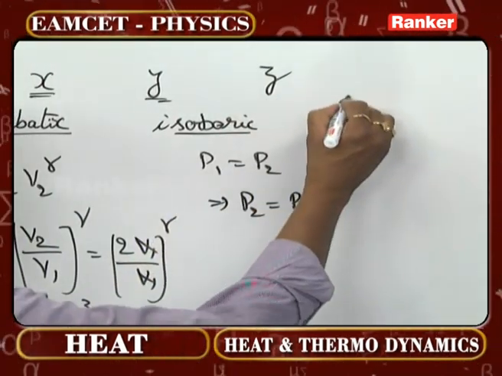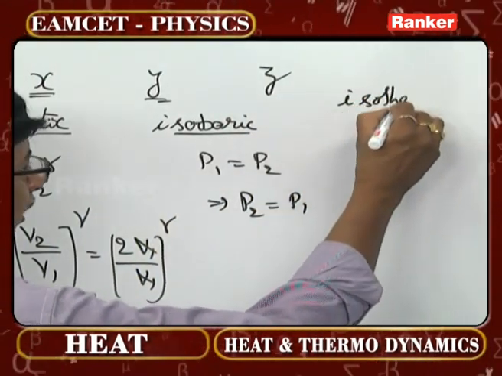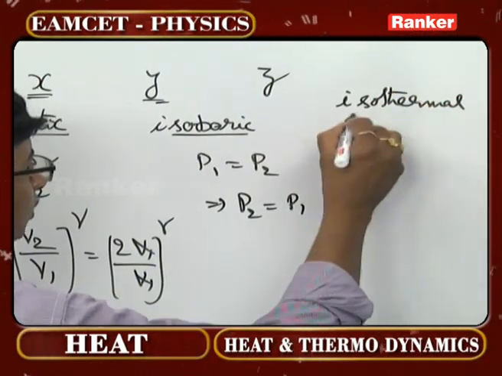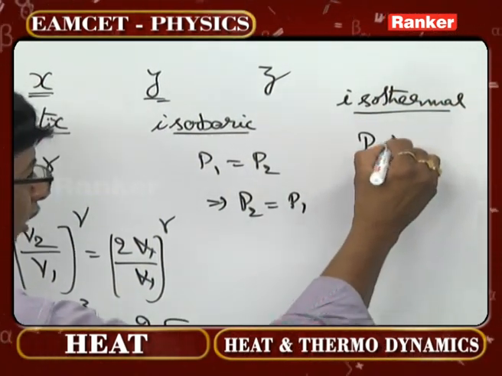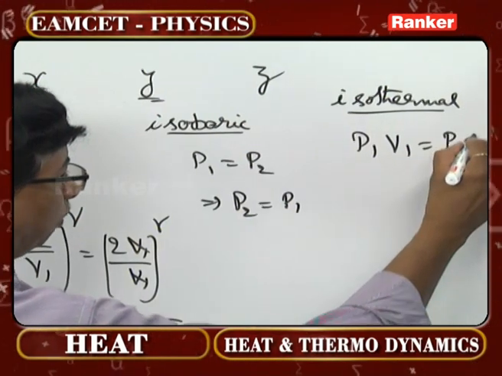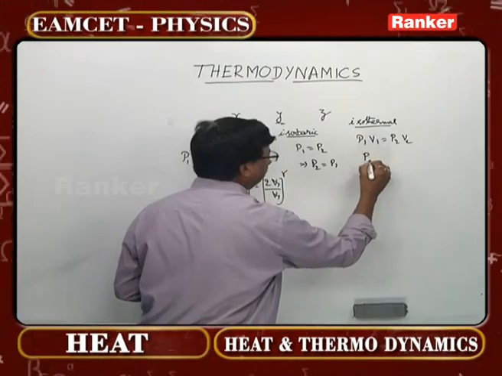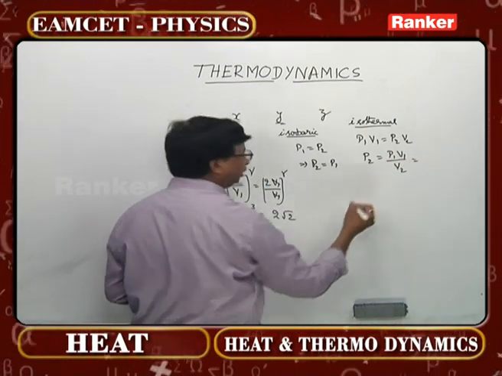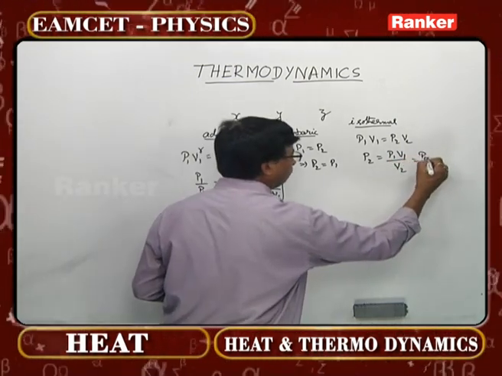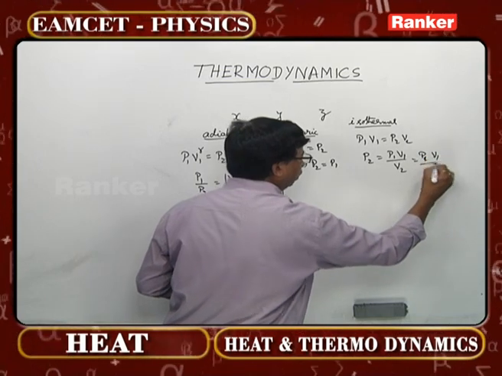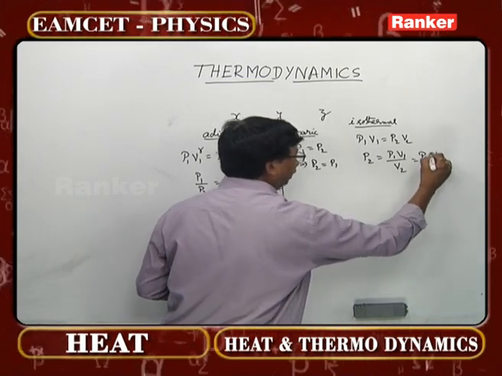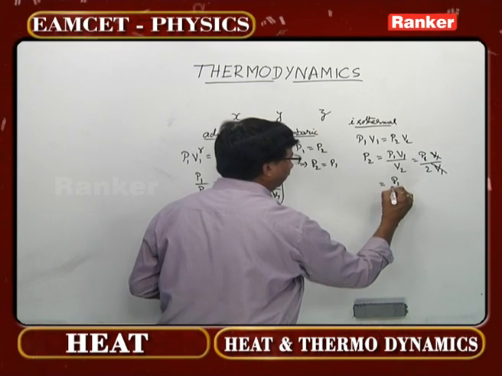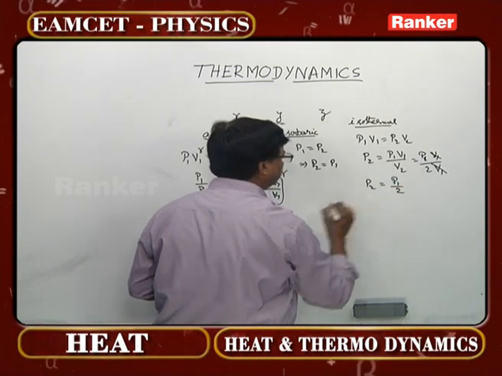And what about Z? Isothermal, like it has been expanded. Isothermal means what is to be taken? P1 V1 is equal to P2 V2. Then what will be P2? It is P1 V1 by V2. You can certainly understand it is P1 into V1 by 2V1. V1 getting cancelled. What is left over? P1 by 2 you will be getting as P2.